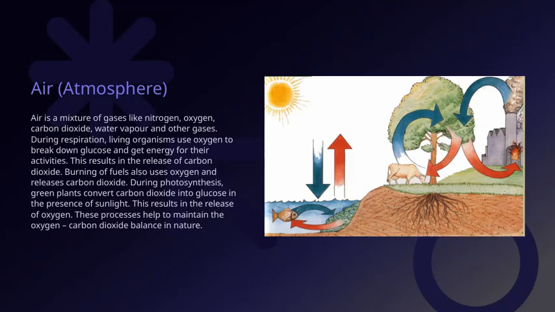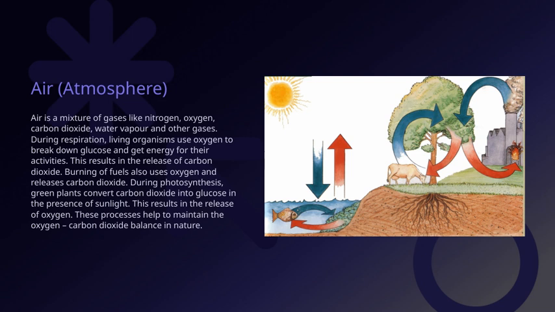Let's talk about the air, or what we often call the atmosphere. Air is actually a mixture of different gases, including nitrogen, oxygen, carbon dioxide, water vapor, and some other gases as well. Now, these gases play crucial roles in various natural processes. For instance, during respiration, living organisms like humans, animals, and even some bacteria use oxygen to break down glucose. This process releases energy, which powers all their activities.